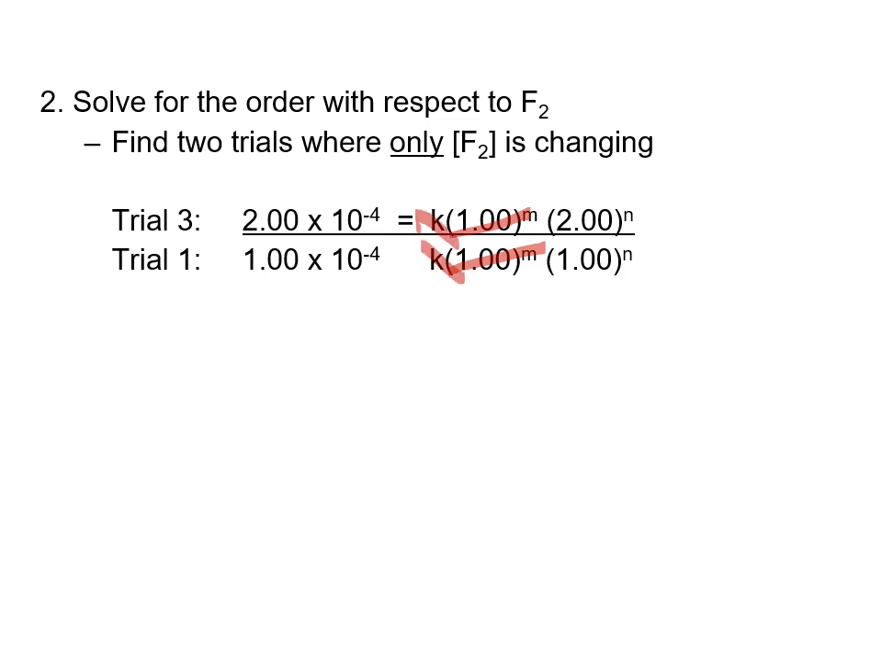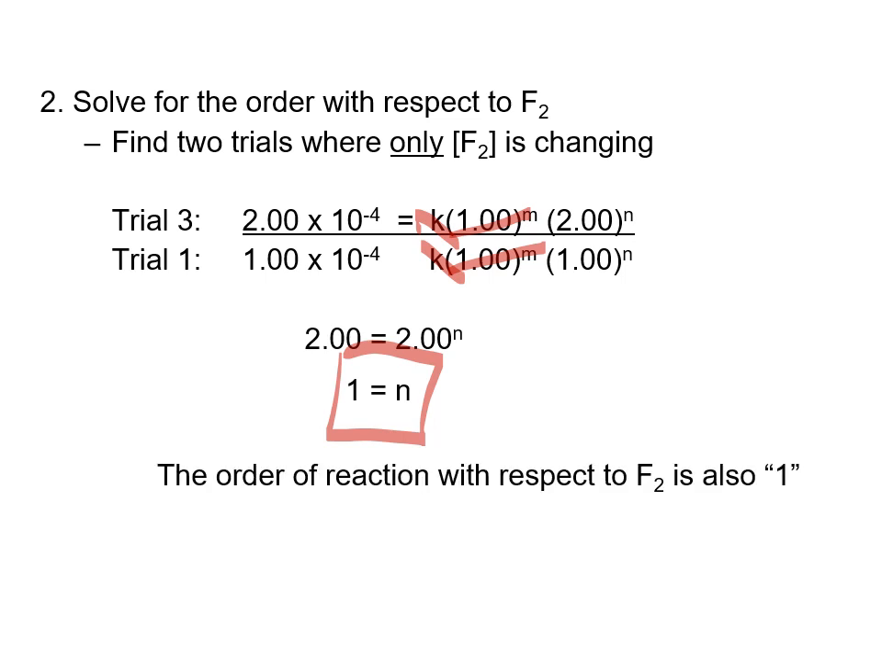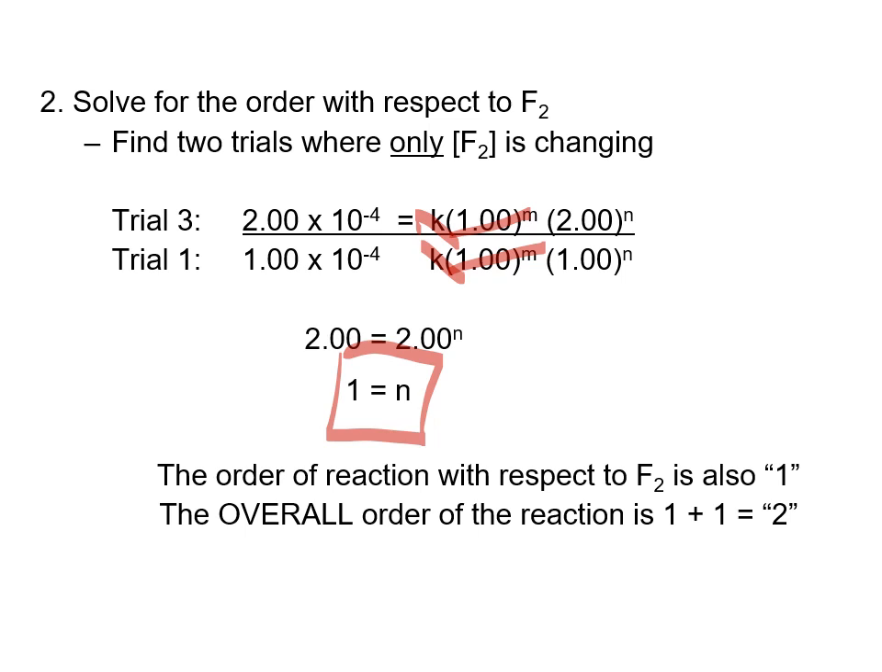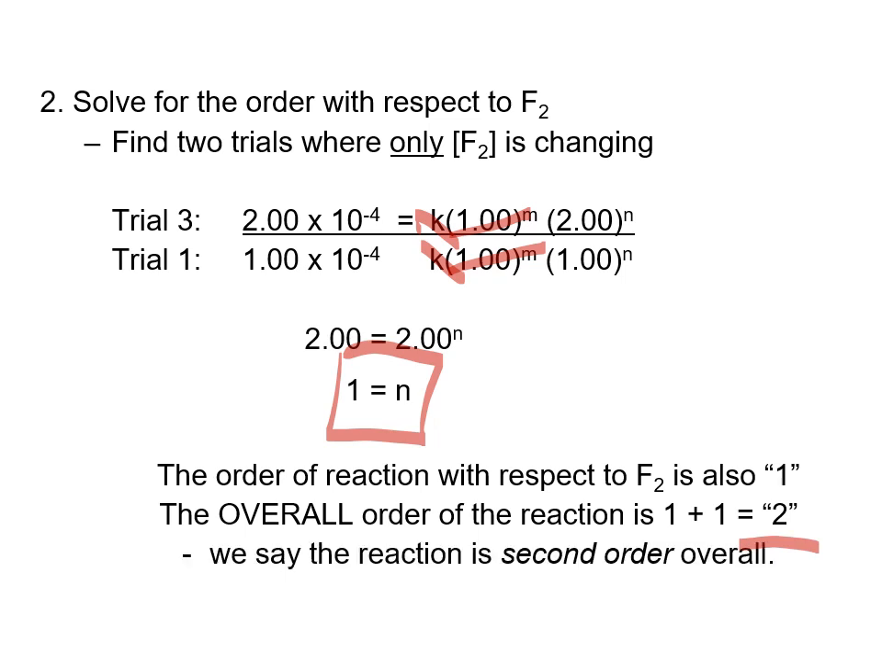The k's are going to cancel out as well, and very quickly we get to 2 equals 2 to the power of n. So we also know that the exponent for the F2 reactant must also be 1, or that is to say that it is first order with respect to F2 as well. We could sum those two exponents together and say the overall order of the reaction, because the NO2's exponent is 1 and the F2's exponent is 1, the overall order is going to be 2. So we can say the reaction is second order overall, or first order with respect to each of the individual reactants.